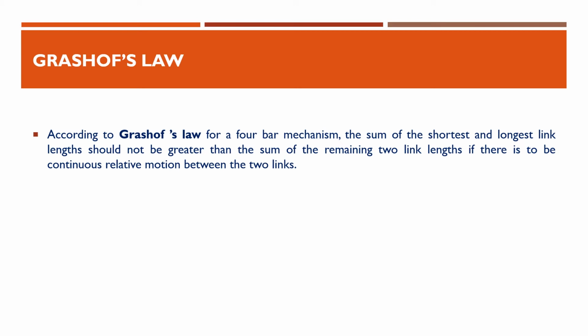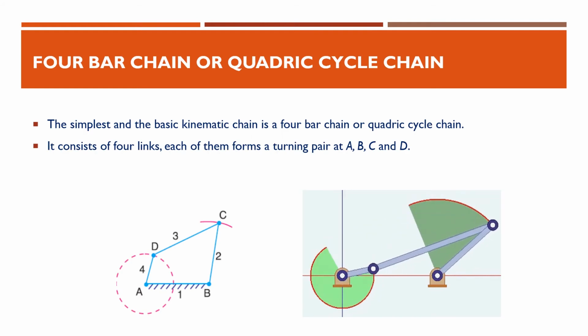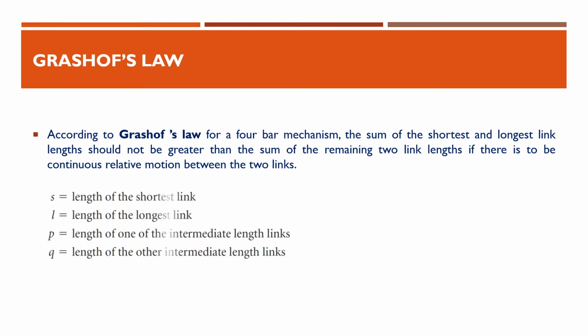That is, I have 4 links AB, BC, CD and DA, like in this figure. If S is the length of the shortest link, L is the length of the longest link, and P and Q are the lengths of the other intermediate links, then Grashof's law states that S plus L should always be less than or equal to P plus Q. Only if this condition is satisfied will there be continuous relative motion between the 2 links.